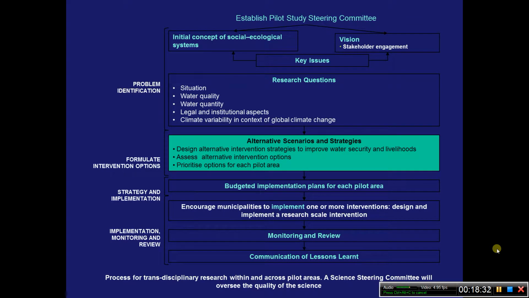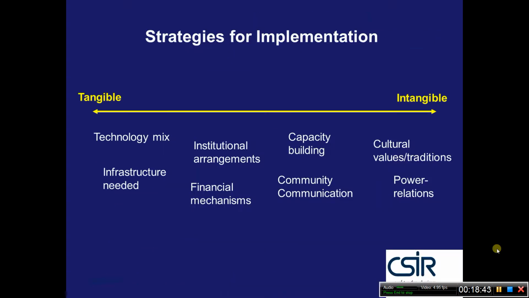So the next stage is the development of the intervention options. This is the transformational knowledge. What are we going to do? What kind of actions are going to be tested in the case study? And from a transdisciplinary perspective, it is important that these actions cover a whole range of both tangible and intangible aspects. So, for example, if there's a technology that is being proposed, it is important that we look at that technology in all its dimensions in terms of the system.